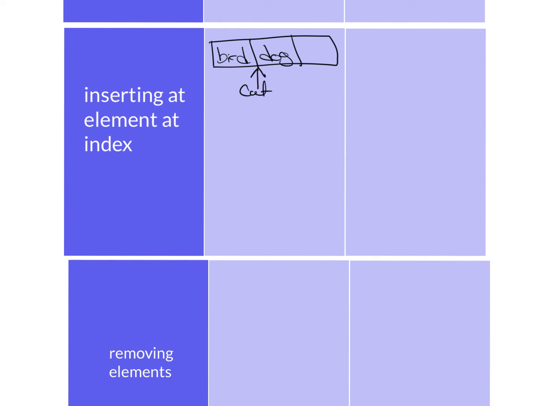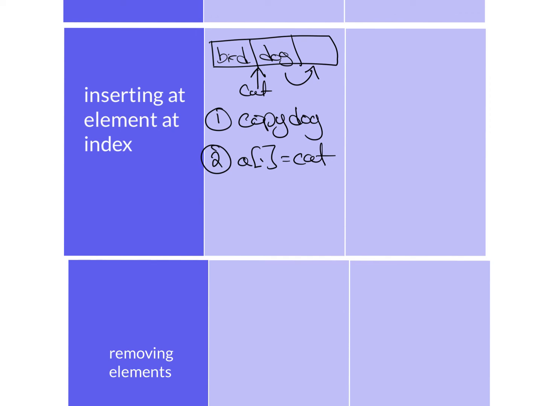So with an array, what you have to do is, step 1, copy dog over. So you'd have to copy all of your elements over. In this case, we only have to copy 1, but you can imagine if we had a longer array, we would have to copy quite a few elements. And 2, at A1, we would insert cat. And that's how we would do that.